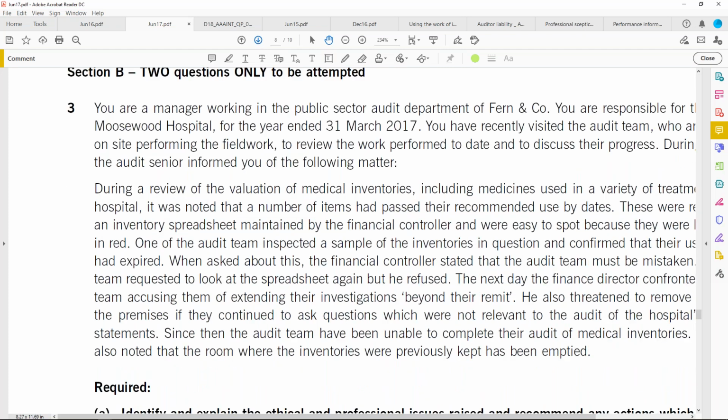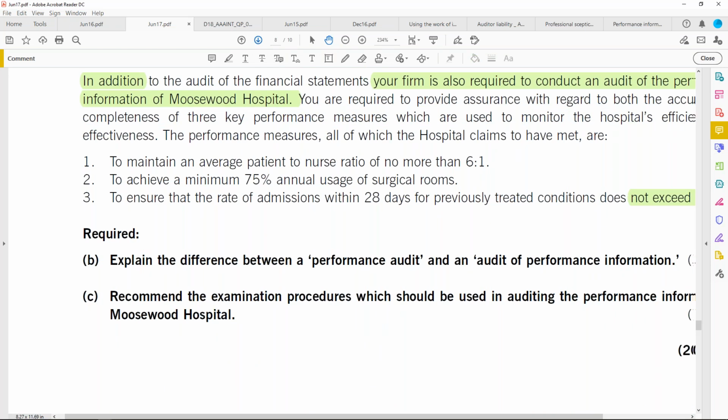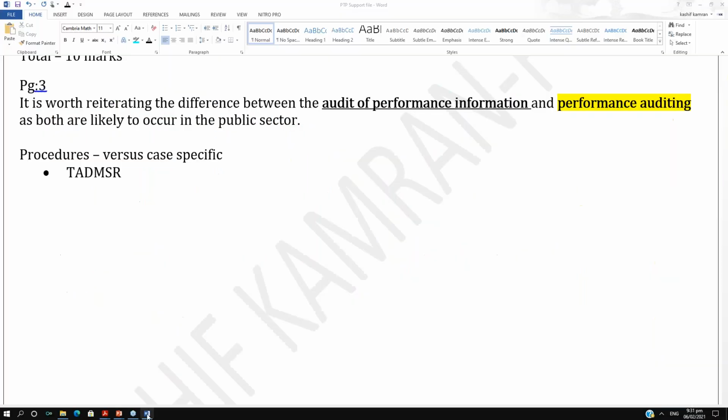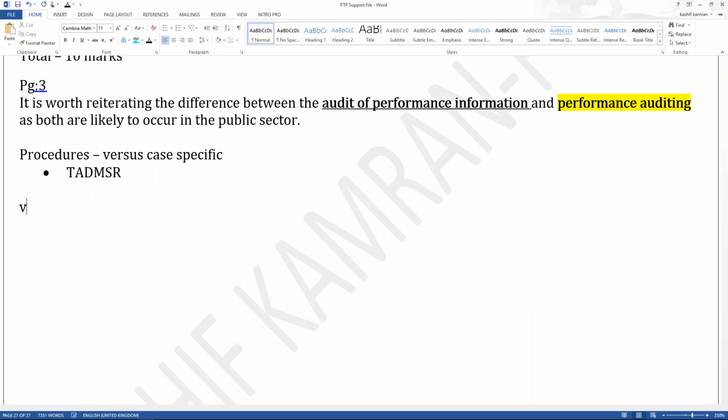Okay, the task is to provide assurance on the accuracy and completeness of the three key performance measures given below, right? So I'll copy it and take it to my Word file. I'm getting a clue from the case study, which will help me write the procedures.